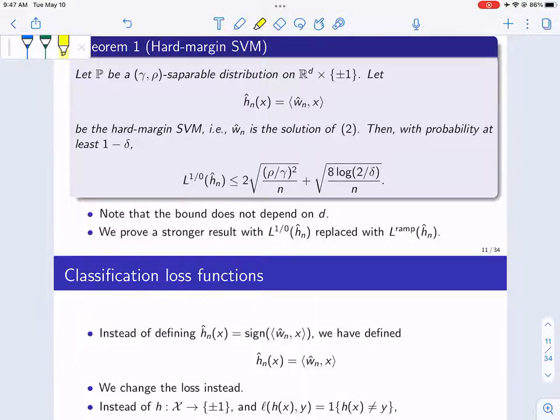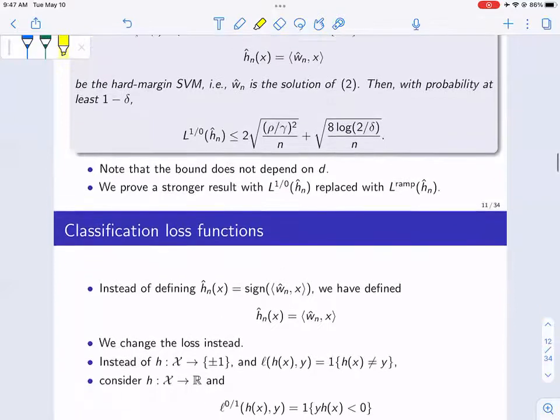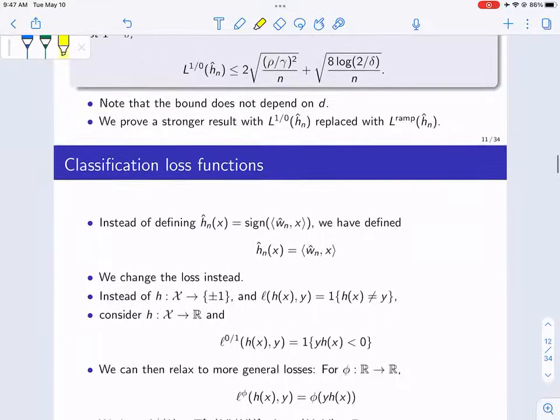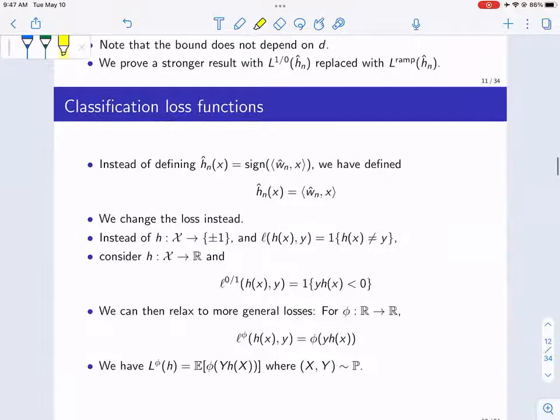Questions, comments? Okay, so let me again recall. We're going to have multiple different notations. Hopefully you keep track of this. The first thing that we do is that instead of looking at the sign, you can see that I've defined the classifier as just a linear function. So instead we change the loss.